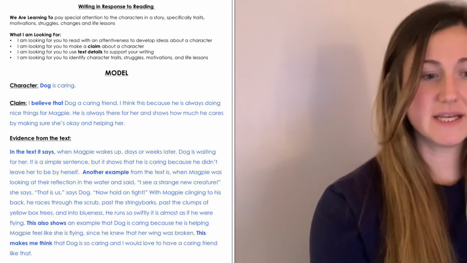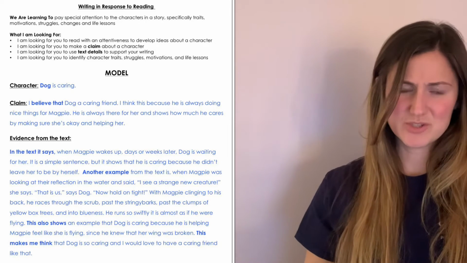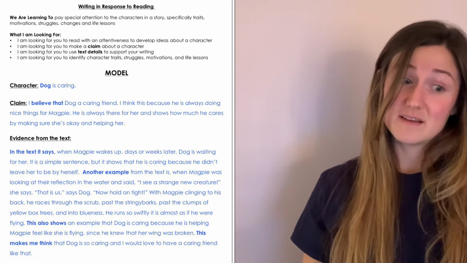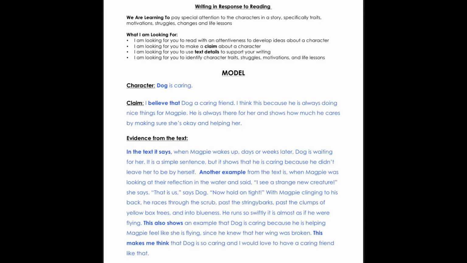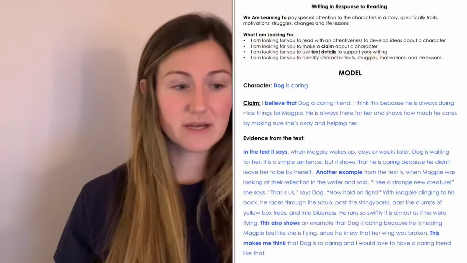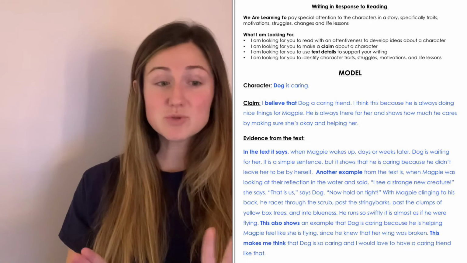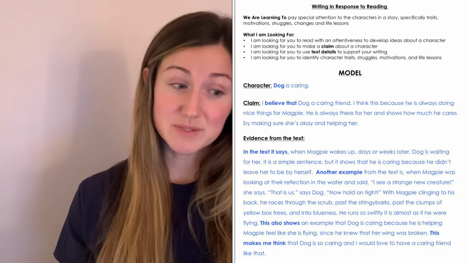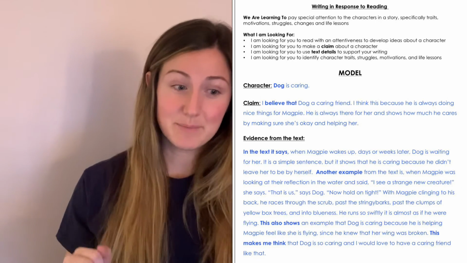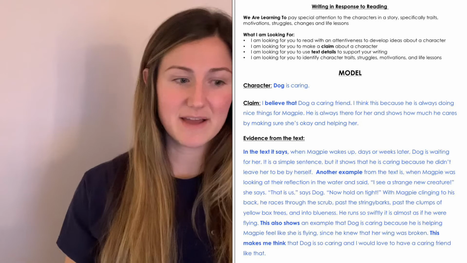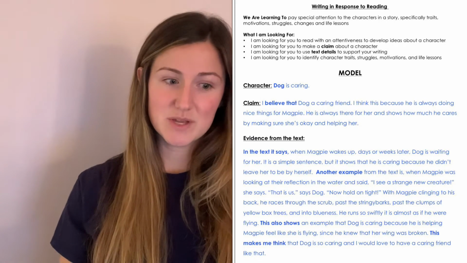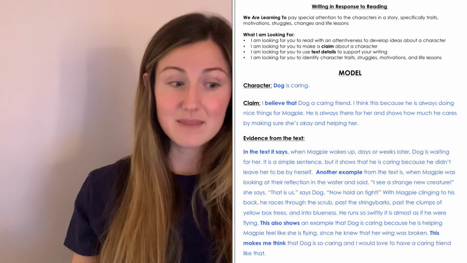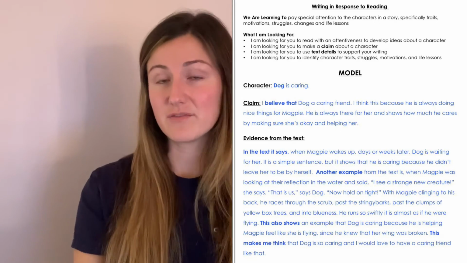Another example from the text is when Magpie said, "I see a new strange creature," she says. "That is us," says Dog, when they were looking at their reflection. "Now hold on tight." With Magpie clinging to his back, he races through the scrub, past the stringy barks, past the clumps of yellow box trees, and into the blueness. He runs so swiftly, it is as if they were almost flying. This also shows, connecting an example, that Dog is caring because he is helping Magpie feel like she is flying, since he knew that her wing was broken. This makes me think that Dog is so caring, and I would love to have a caring friend like that.